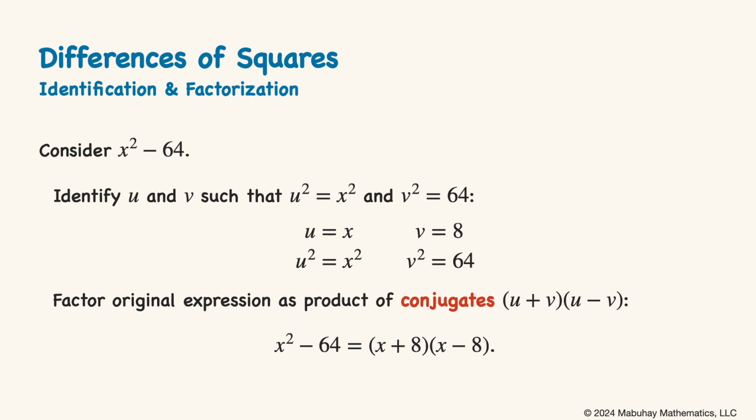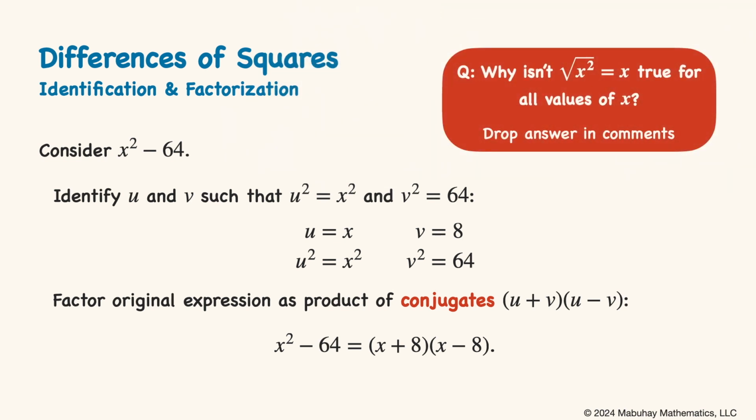Now, you'll notice I didn't mention taking a square root to find u and v from u squared and v squared, and there is a reason. We'll cover it in a future video, but for now, here's a question. Why isn't the square root of x squared equal to x true for all values of x?